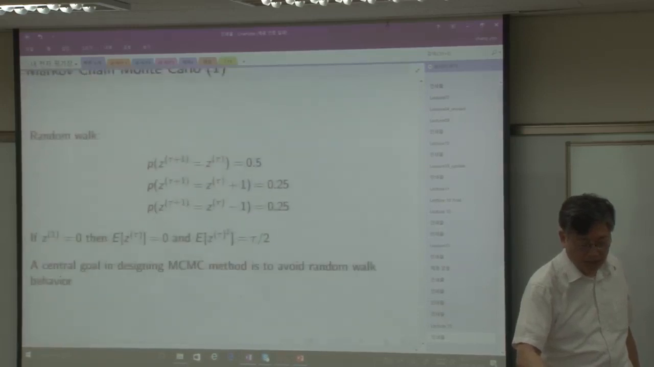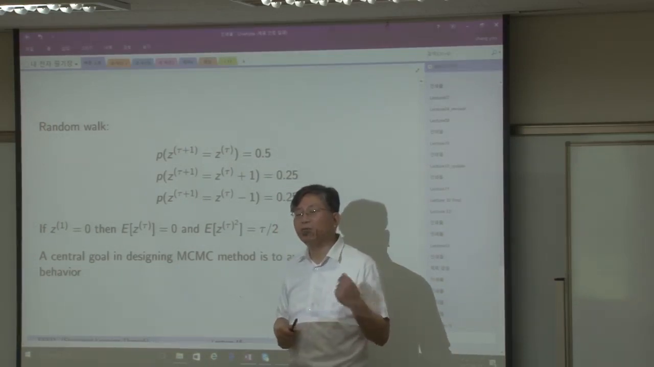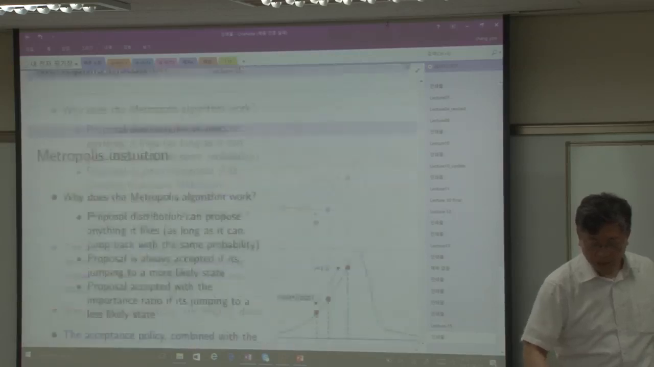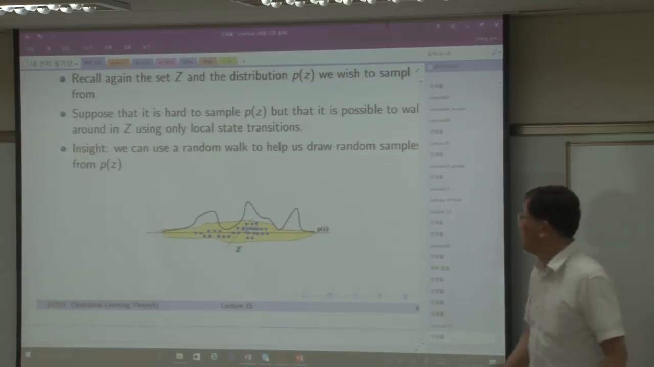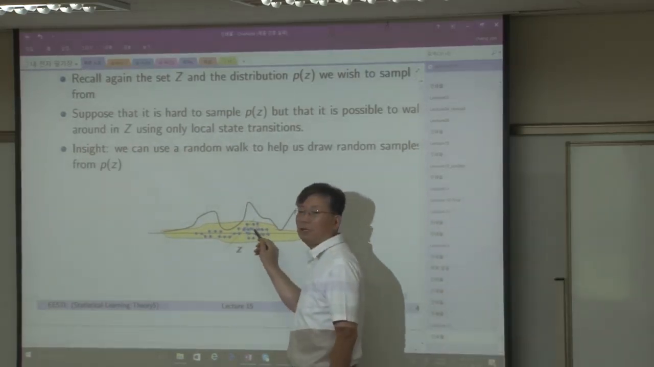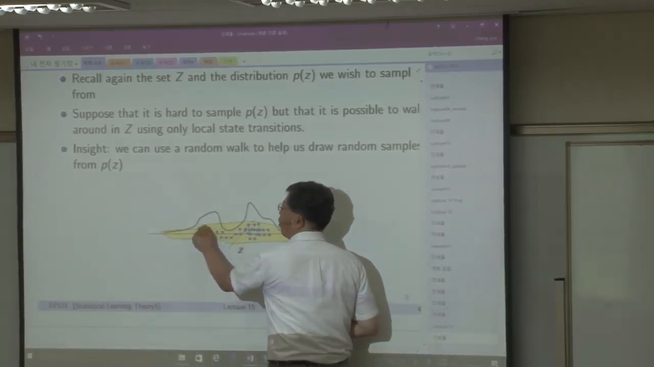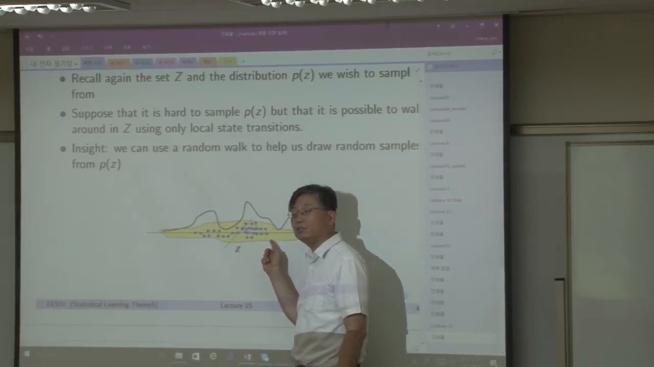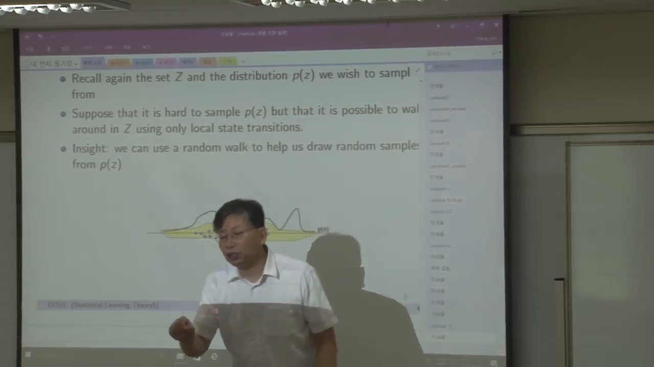And I should say that we are transitioning, and we are sort of taking a random walk. If you remember the big picture that I started out with, here's a distribution and I'm walking. I could do a random walk around the Z space, based on some transition probability.